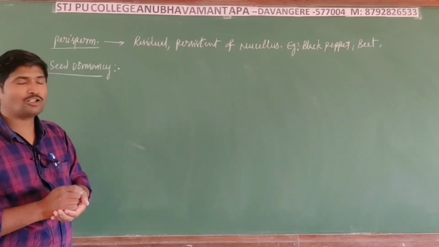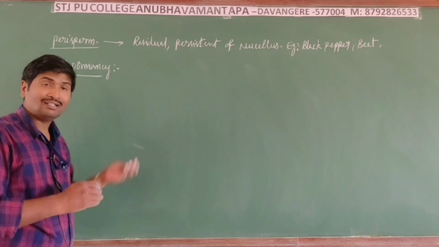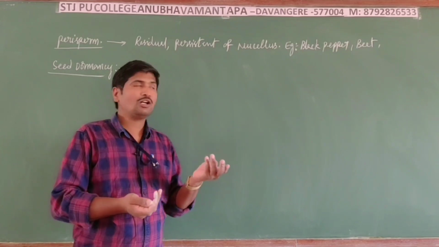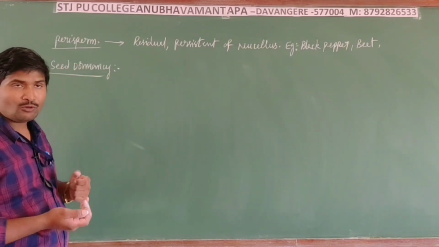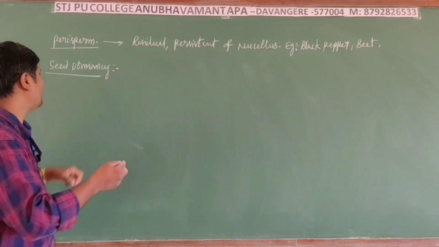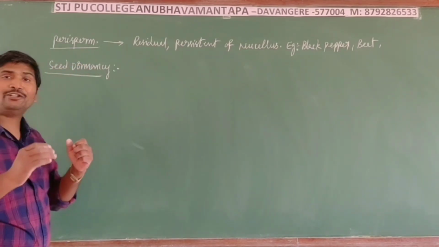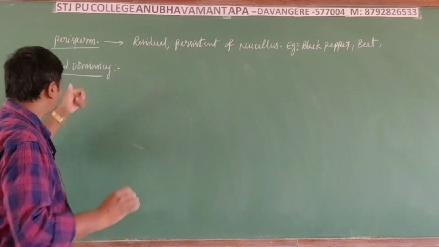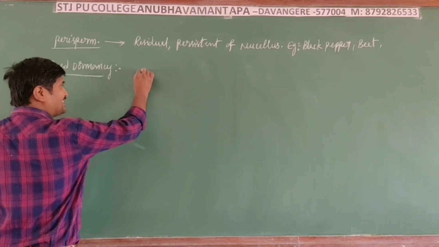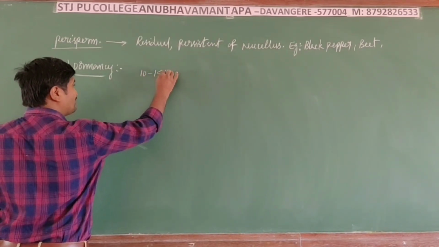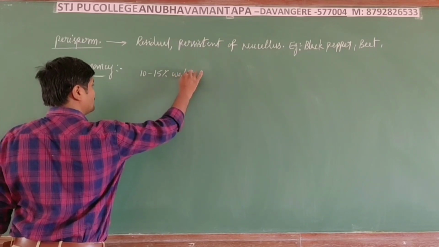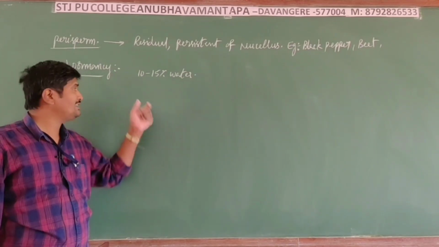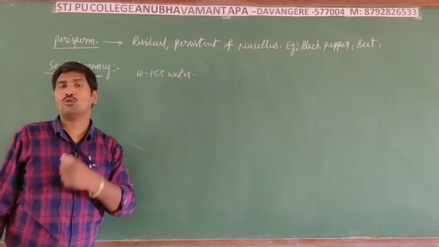In dry condition, what happens? All metabolic activities slow down. When the metabolic activities slow down, the seed goes into a resting period, which is known as dormancy. The inactive state of the seed is known as seed dormancy. But even in the dormancy period, the seed contains 10 to 15% of water or moisture.